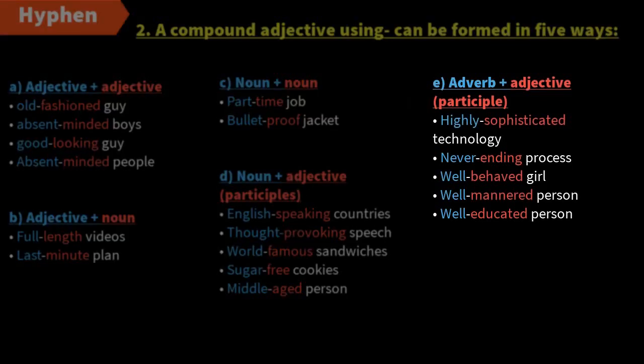And the last is adverb plus participles. That includes simple adjectives and present and past participles, like highly-sophisticated technology. I am using a highly sophisticated technology. Highly adverb, sophisticated, past participle. Together becomes a word, modifying the noun technology. Never-ending process, never adverb, ending present participle, modifying the noun process. Right? So that's how we form compound adjectives using hyphens.